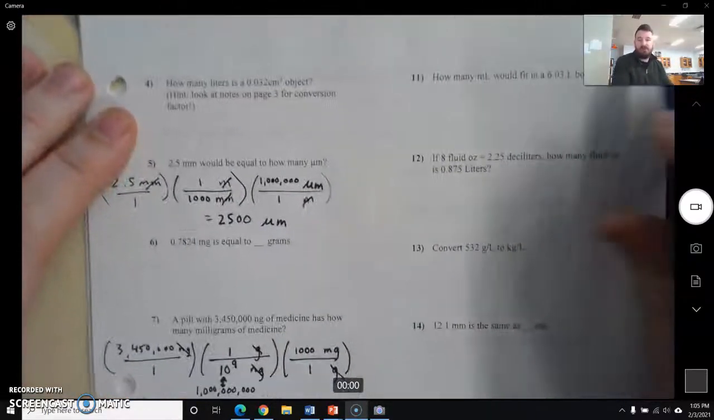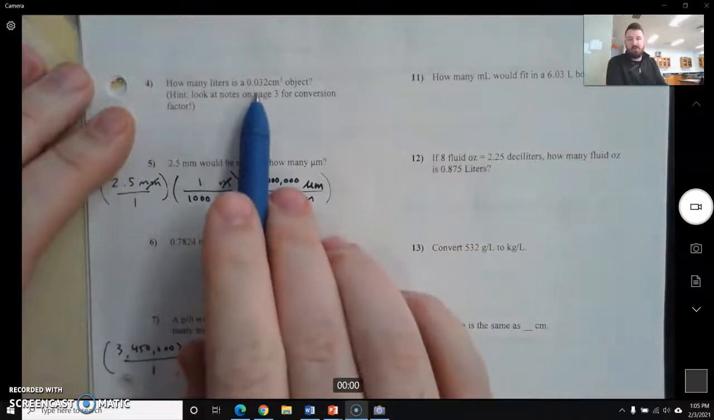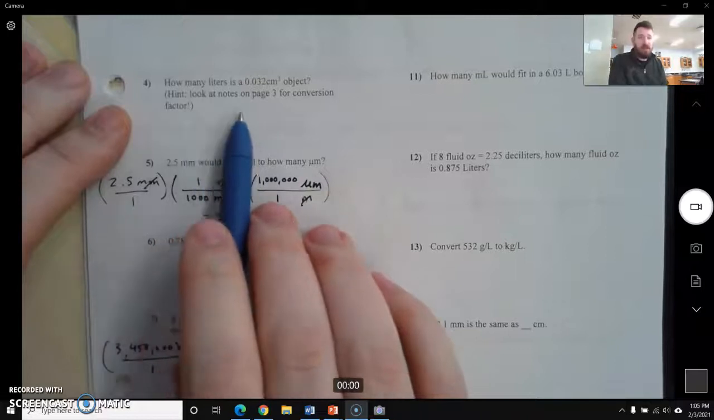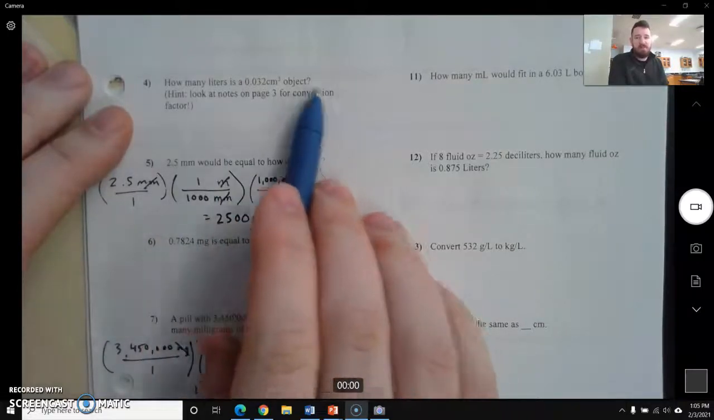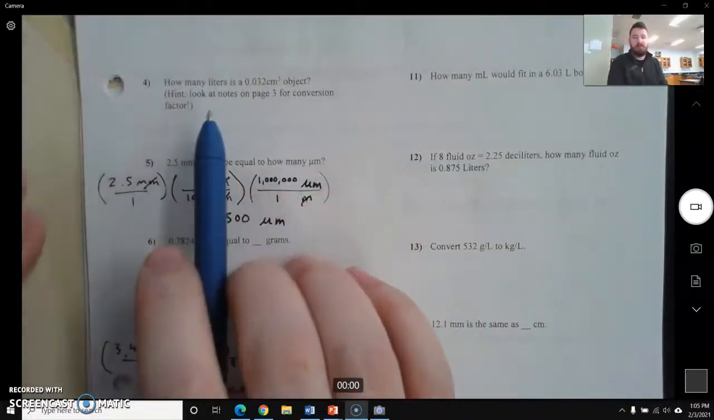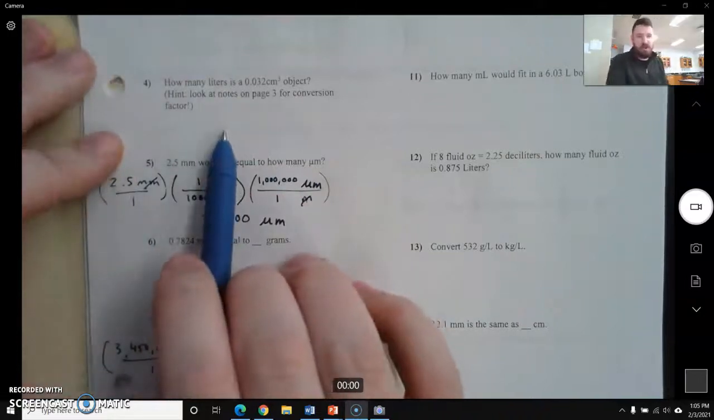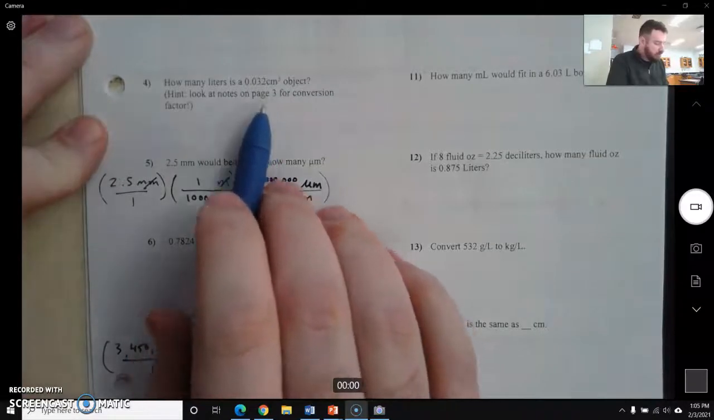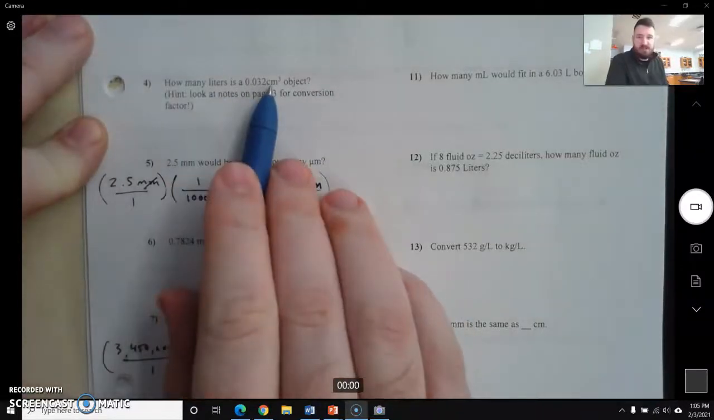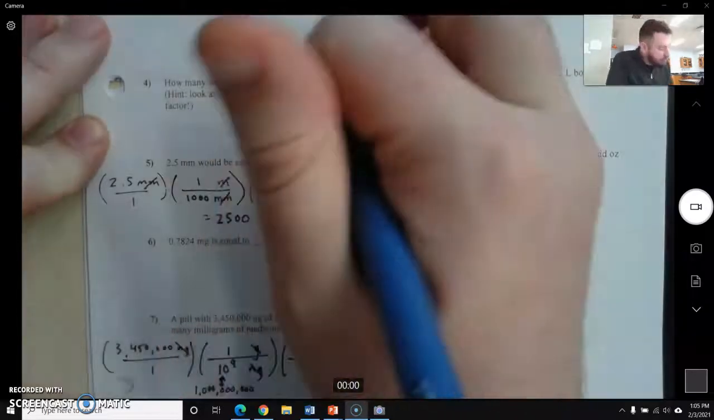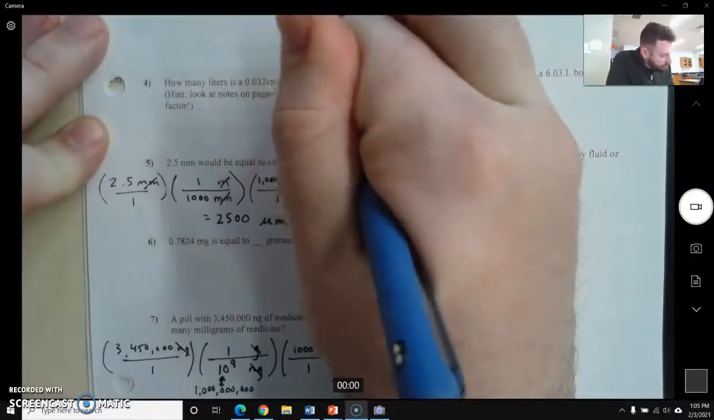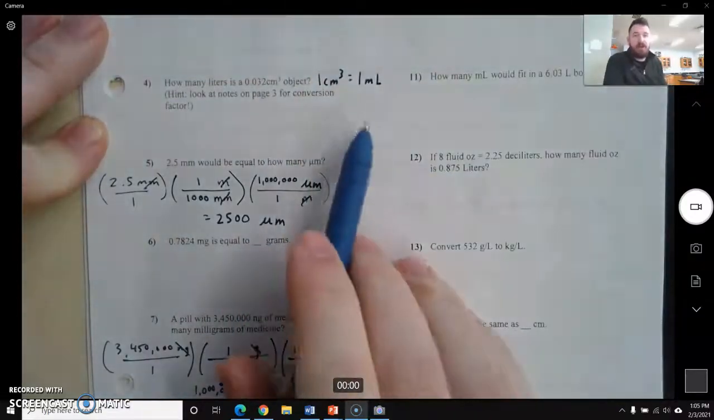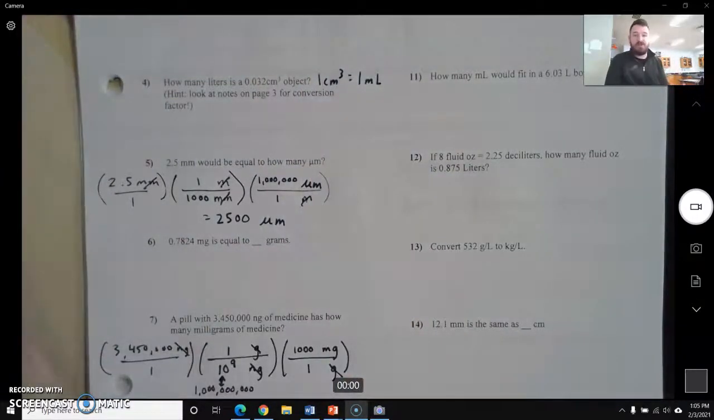So number 4, how many liters is equal to 0.032 centimeters cubed object? All right, so some of us might actually be missing this note, and that's okay. But this is something that we will see quite often in class, and we'll practice this many times. You'll get pretty comfortable with it. But if we want to go from liters to centimeters cubed, we need to know that 1 centimeter cubed is equal to 1 milliliter. They're the same value, just measured differently.